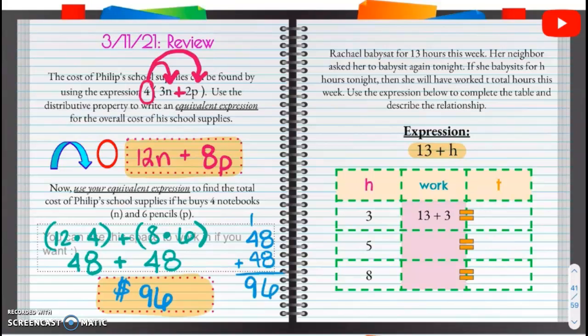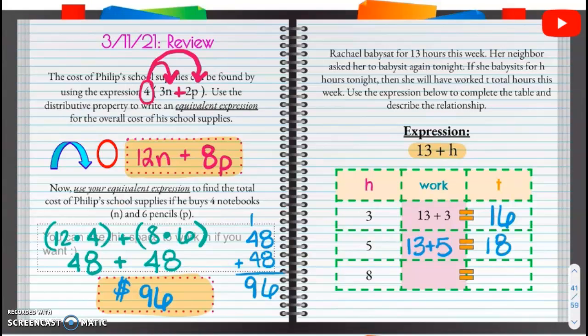So for the first one, if H equals 3, it would be 13 plus H, 13 plus 3. So we'll write 13 plus 3. Well, 13 plus 3, 13, 14, 15, 16. So if she worked 3 more hours, she would work 16 hours total. If she worked 5 more hours, it'd be that 13 hours to start plus the 5 more hours. 13 plus 5 is 18.